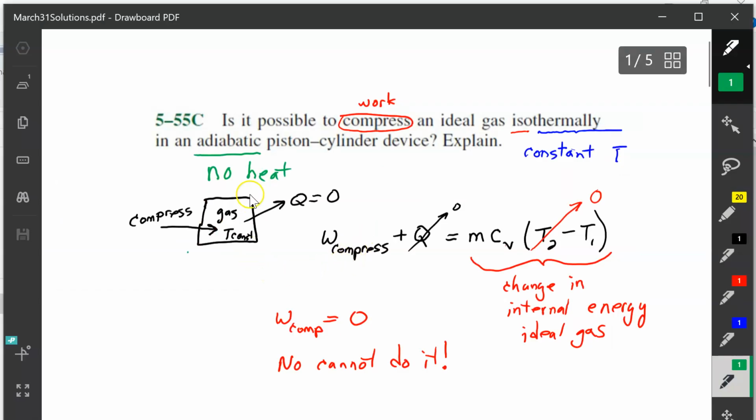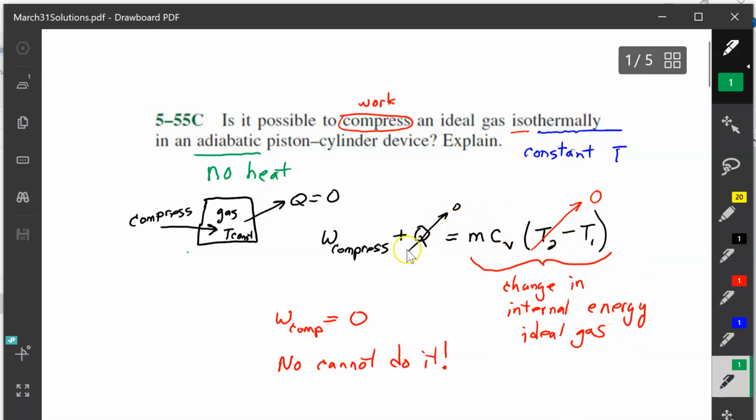And in the black here, I'm showing a system with the gas. Because it's isothermal, the temperature is constant. So from the notes from the chapter, mass times CV times change in temperature, that's 0 because the temperature is not changing. So there's no change in the internal energy of the gas in the system.